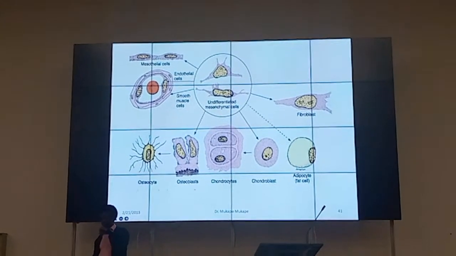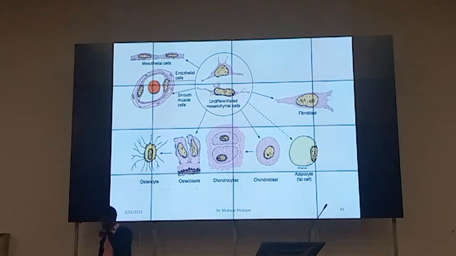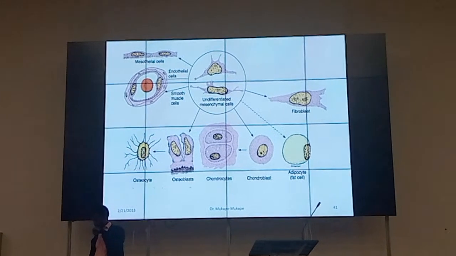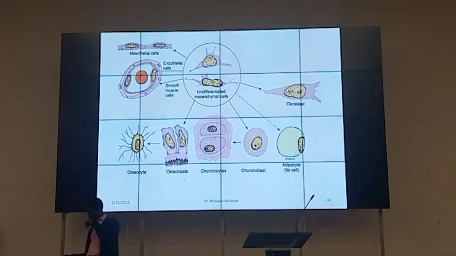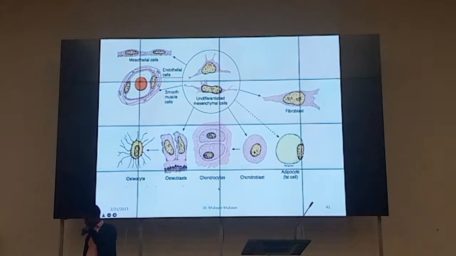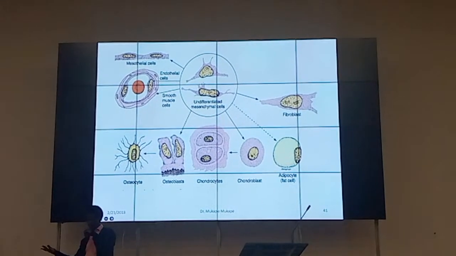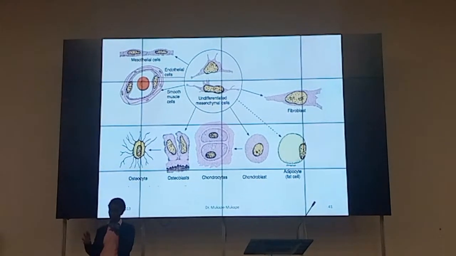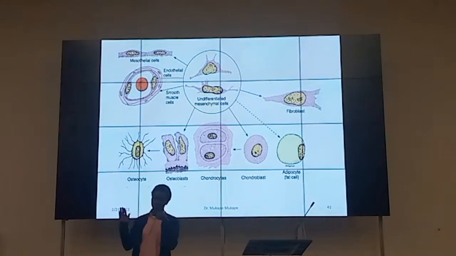Chondrocytes stabilize or maintain the cartilage matrix. Osteocytes maintain the bone matrix. So we have covered this one as well. Remember these are not really connective tissue cells, mesothelial cells. Mesothelial cells, they line what? Serous cavities.